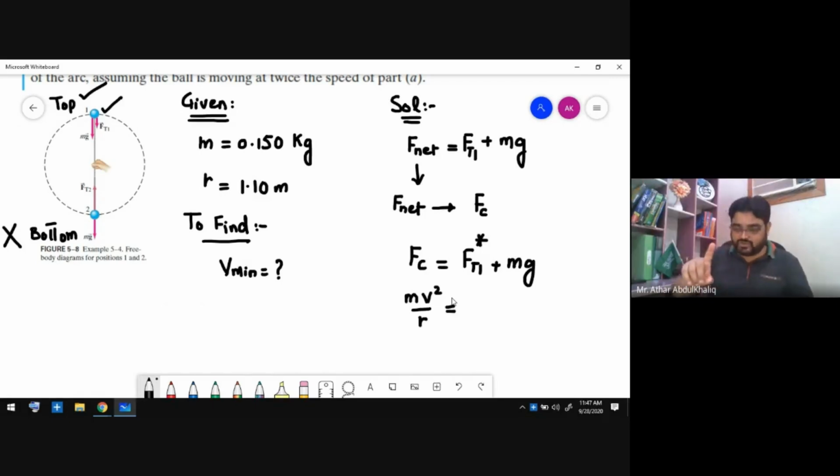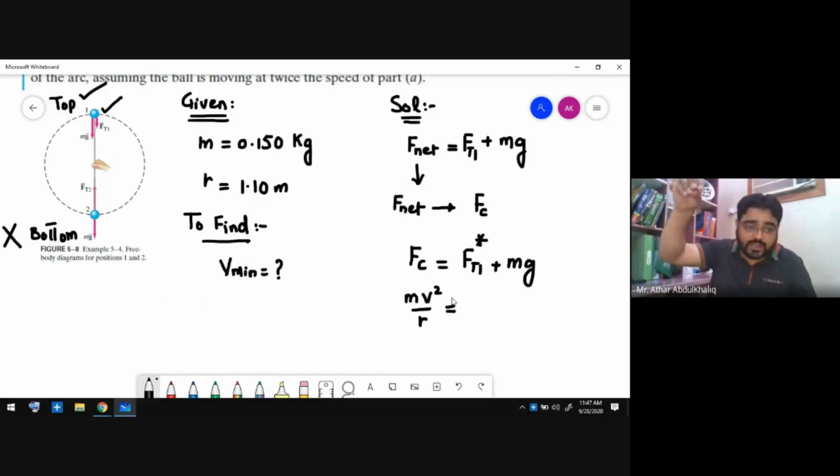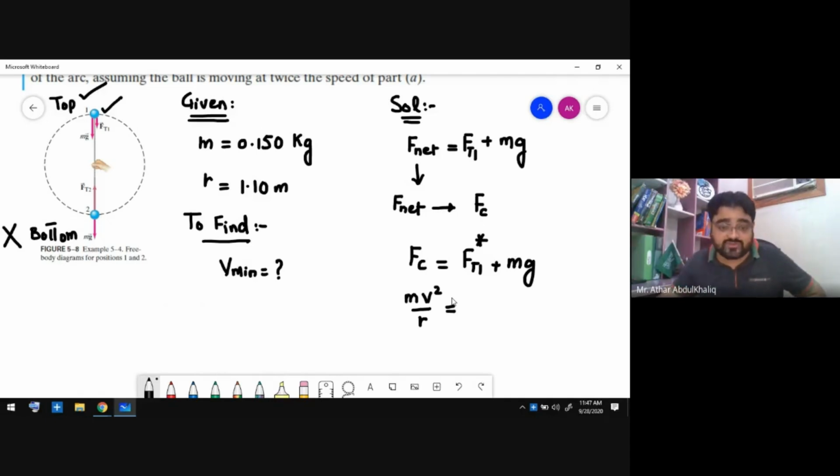I just explained to you a moment ago that when this object is rotating, it has a centripetal force. When it reaches the top position, if the velocity is minimum, the tension will be minimum. If velocity is maximum, tension will be more. So this tension we need to find for minimum velocity.